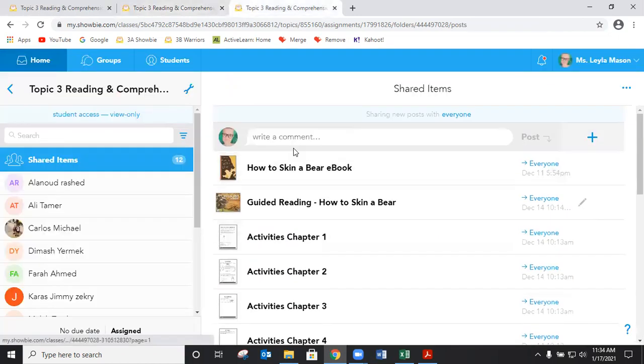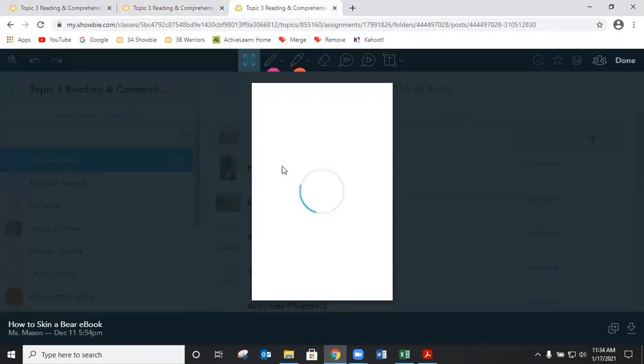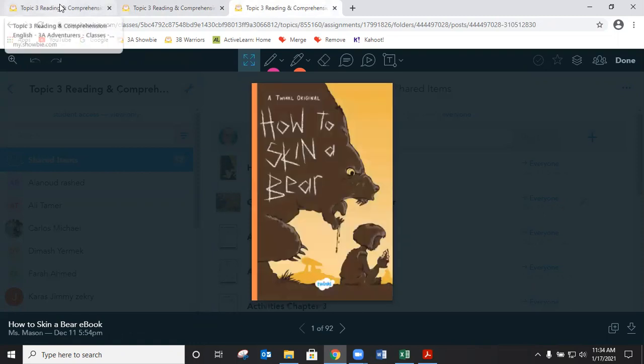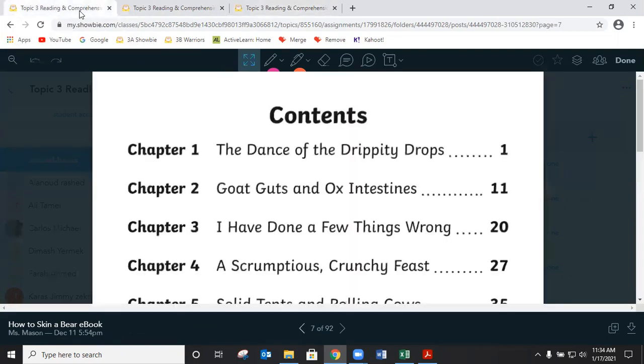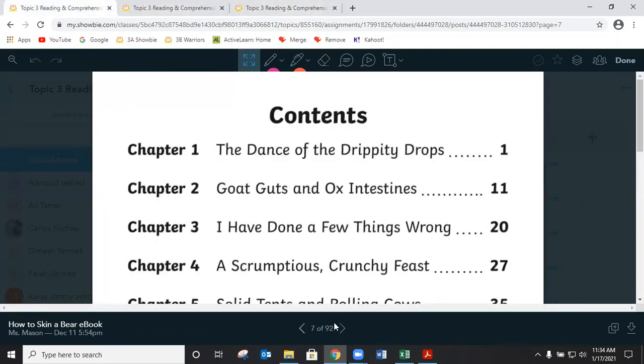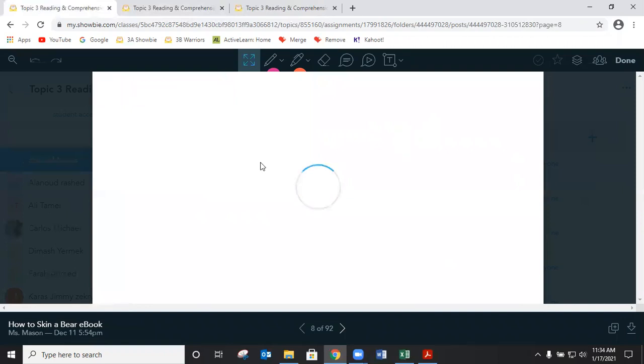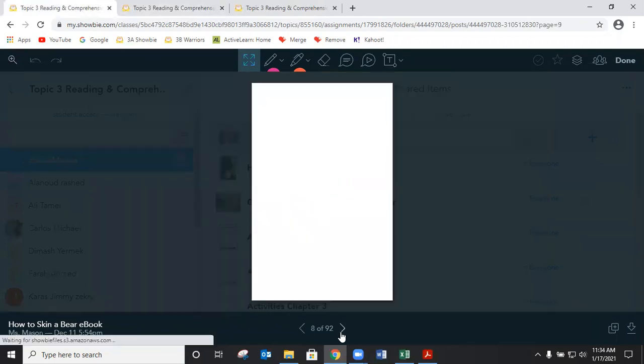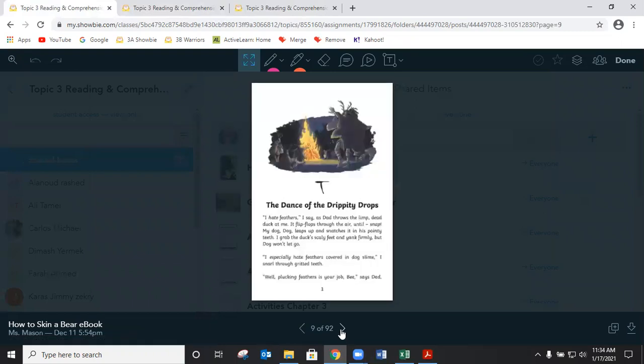So we go to the How to Skin a Bear ebook. And then we're going to move to Chapter 1. Chapter 1 is page 1, but on here it's not actually page 1. Let's see if we can go forward to the correct page. And of course it's loading. Let me get this smaller. Here we go. So page 1 is actually page 9 on the PDF.